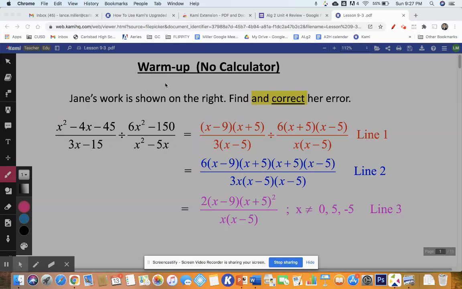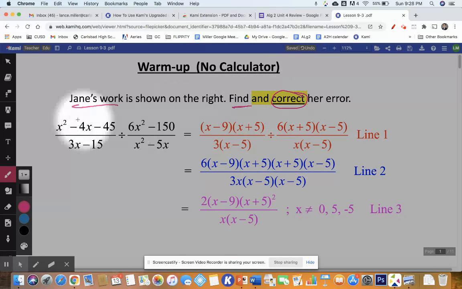Take a look. This is a warm-up. We're going to do a little review before we get into the lesson. So we have a division problem, dividing rational expressions. It says Jane's work. Jane's work is shown on the right here, okay? So she made an error. Jane's not smart like you. Find the error and correct it.